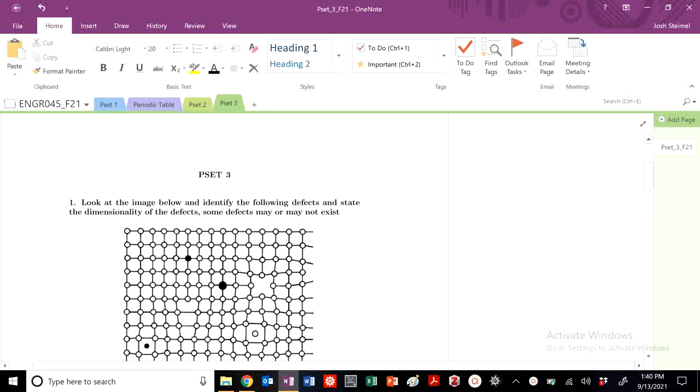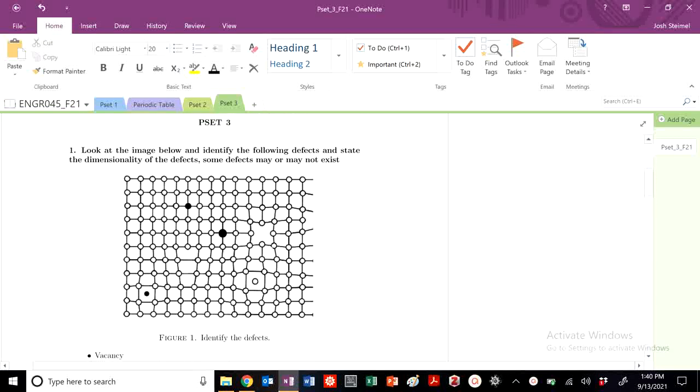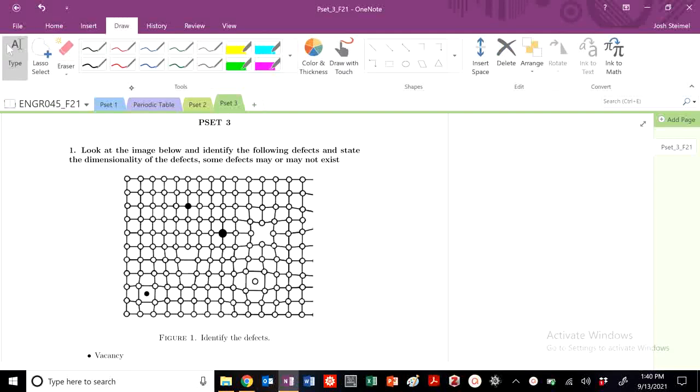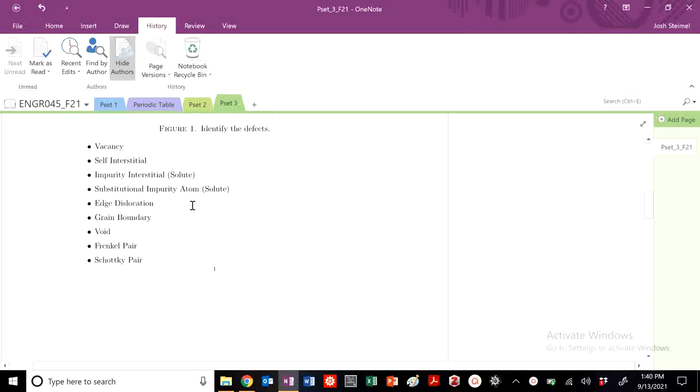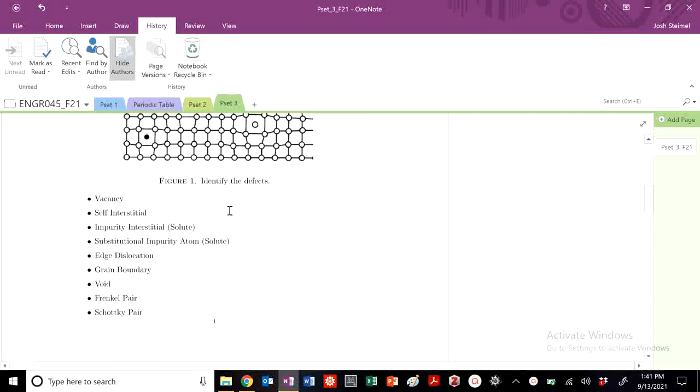Everyone, we are back, and let's go ahead and do our Pset 3. So we need to look at the image below, figure out some vacancies, find the 0D defects. So actually, let's go ahead and list the dimensionality of the defects right now. Vacancy, 0D; self-interstitial, 0D; impurity, 0D; edge dislocation, 1D; grain boundary, 2D; void, 3D. So those are the dimensionalities.